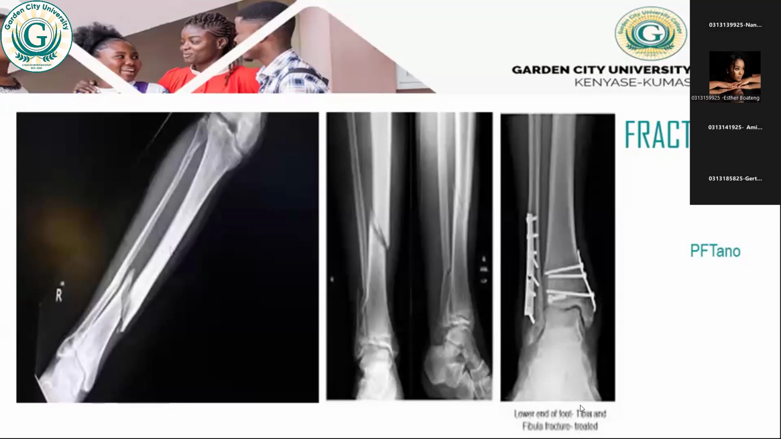Yes, please. When he was presenting the last presentation, the last condition, he mentioned that the signs and symptoms are short stature. I want to find out if it is the whole body that is shortened, or it's just a particular part of the bone which is affected that shortens.